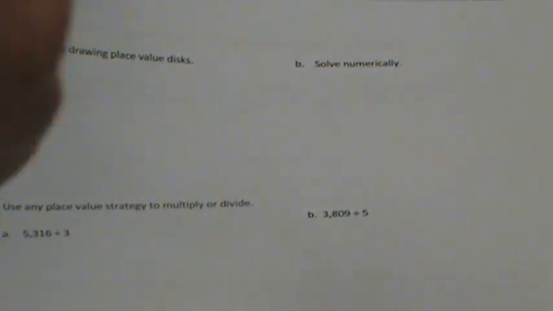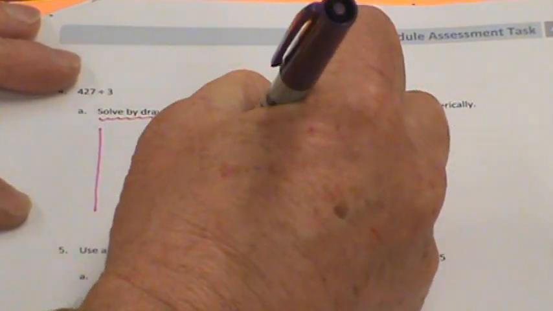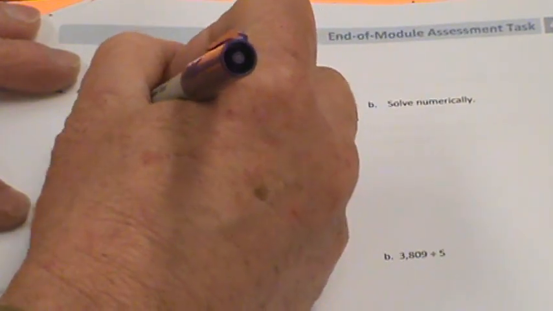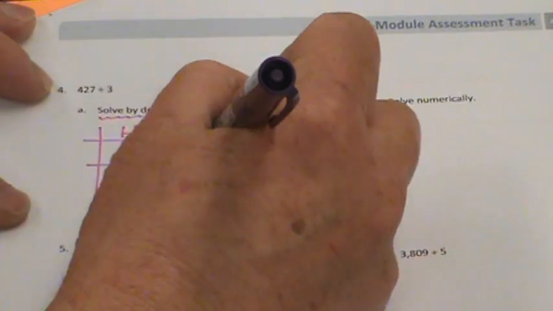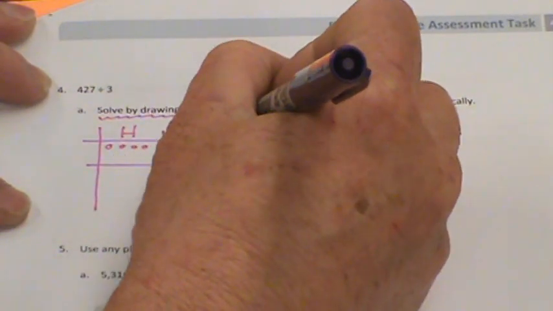All right, here's our 427 divided by 3. It says solve by drawing place value disks. So this one gives us some specific instructions to solve by drawing place value disks. So let's go ahead and do our disks. One, two, three, 4 lines, 1 across, ones, tens, hundreds. What's our first number? 427. 4 hundreds, 2 tens, and 7 ones.